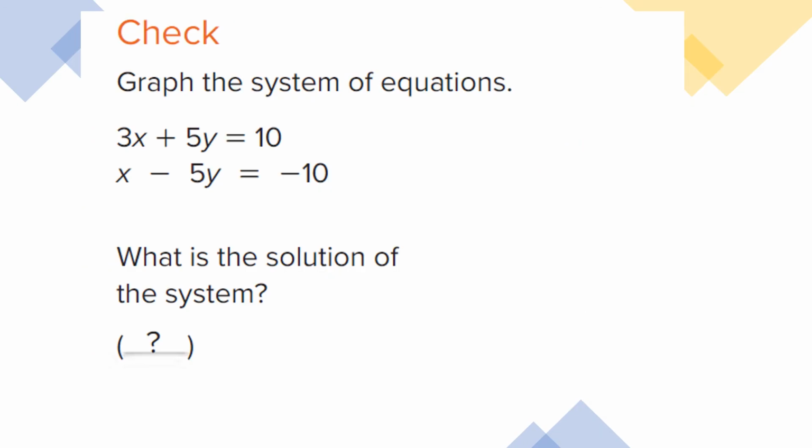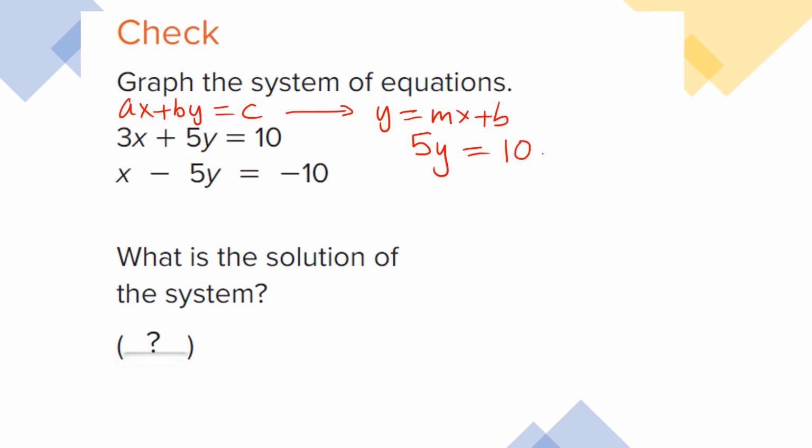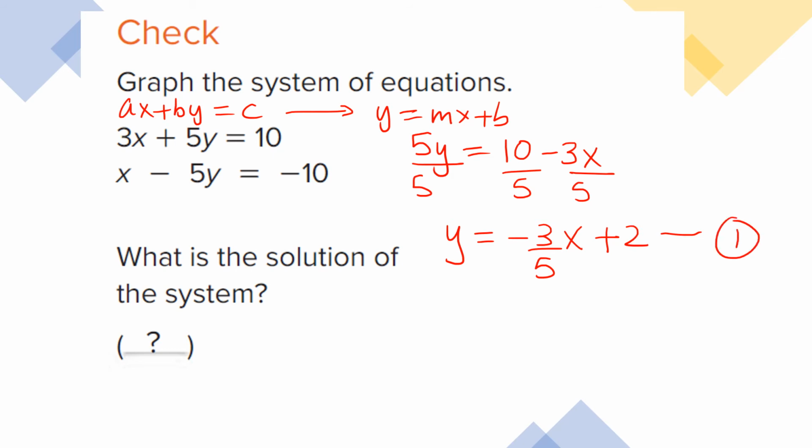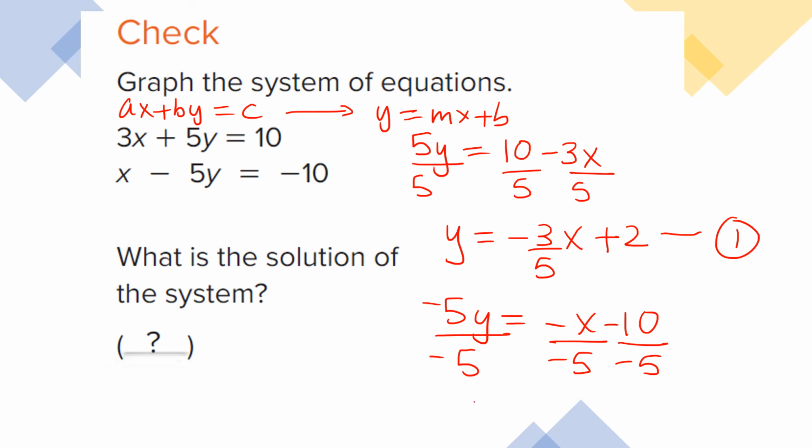So here if you see, the equations are given in standard form, ax plus by equal to c. So first you convert to y equal to mx plus b. That means you write the first equation as y equal to (10 minus 3x) divided by 5. So y equal to minus 3 by 5x plus 2. This is the first equation. And minus 5y equal to minus x minus 10, divided by minus 5. This becomes y equal to x by 5 plus 2, negative becomes positive throughout. This is the second equation.